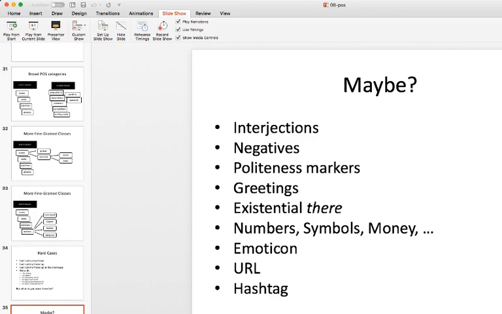So if you're doing co-reference resolution, a lot of this is probably not interesting, because you're mostly interested in nouns and pronouns. But if you're doing sentiment analysis, this might be quite relevant.